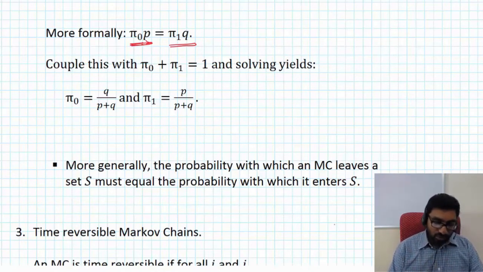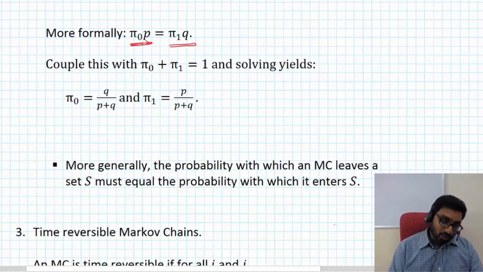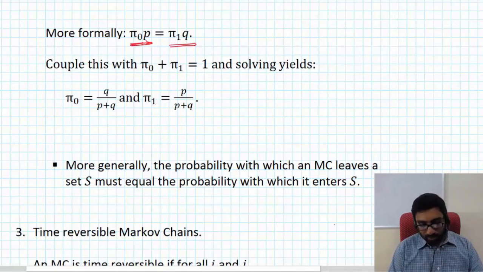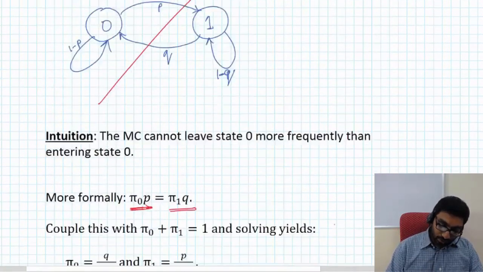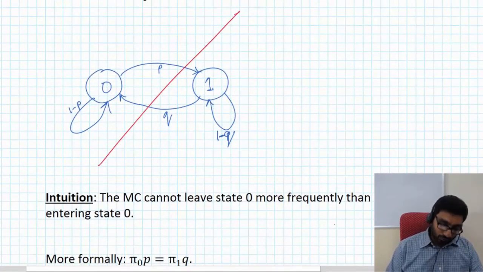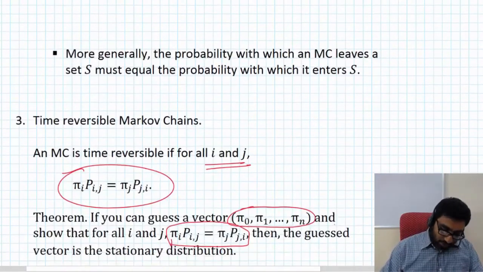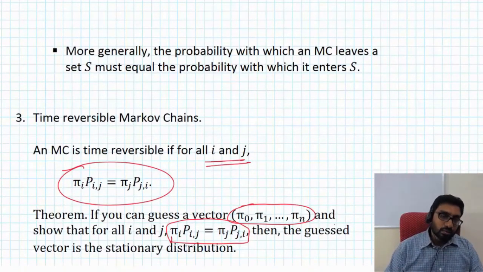Okay, so great, we have one equation. The other equation, of course, is that we can always resort to summing up the probabilities in the distribution, which has to add up to 1. If we solve them, we get pi 0 is q over p plus q, and pi 1 is p over p plus q. So we now have a handle on the stationary distribution of this simple but very useful Markov chain. And this notion can be generalized to Markov chains with more complex structure. We'll see one such Markov chain in the subsequent segment.